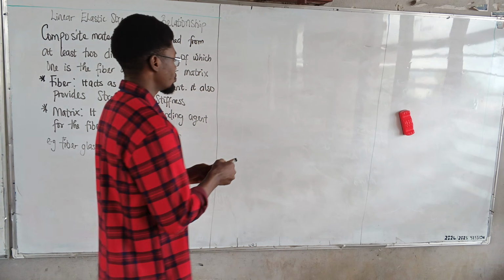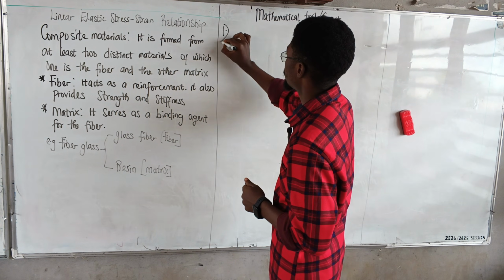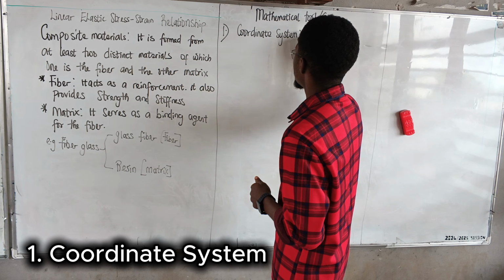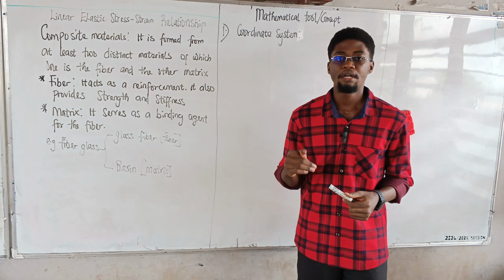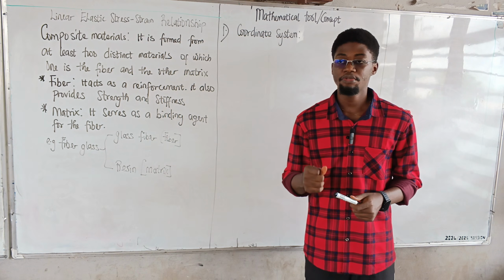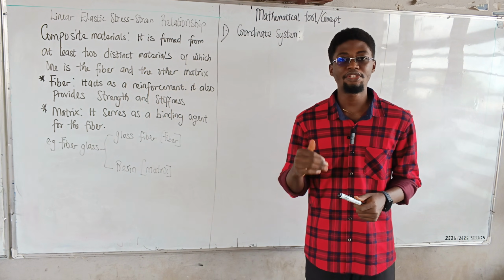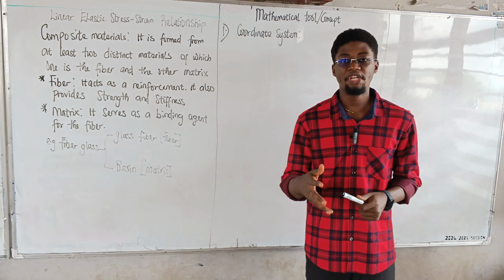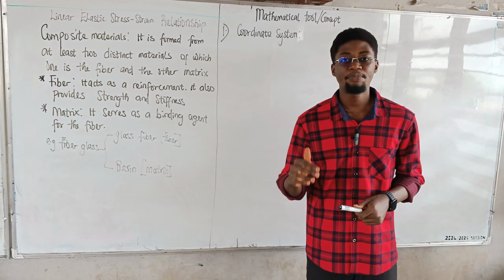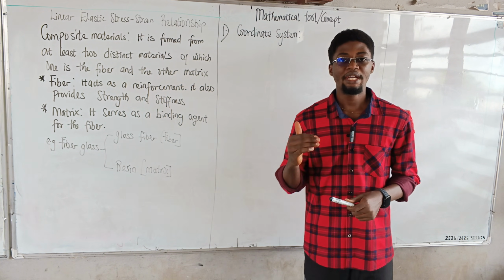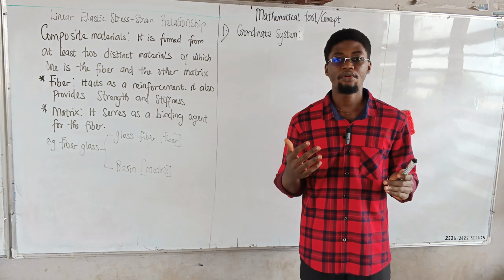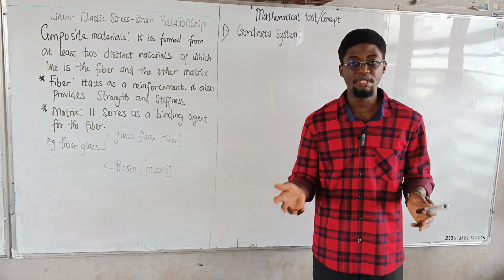So the first mathematical tool is called coordinate system. For us to be able to describe and predict this deformation, we need to make use of a special coordinate system. The special coordinate system we use in this topic is called principal material coordinate system. You can either call it principal material coordinate system or you can call it local coordinate system. They mean the same thing.